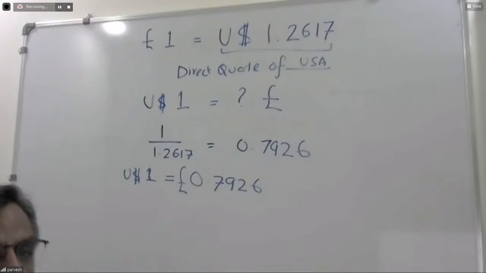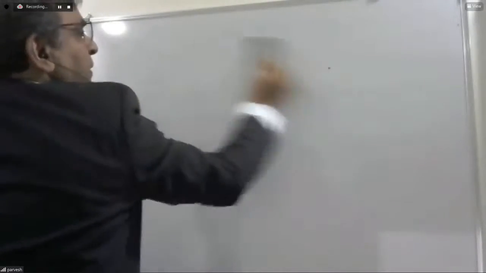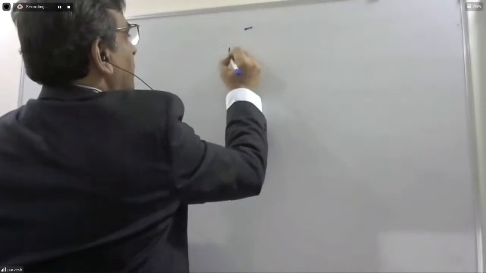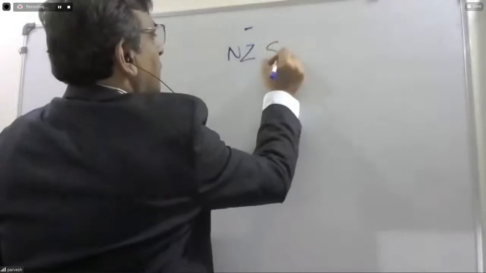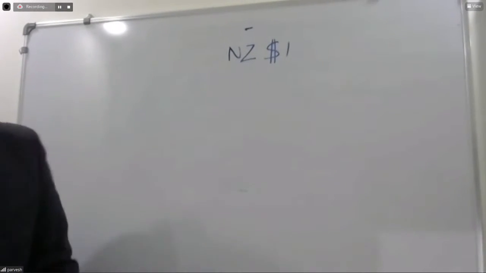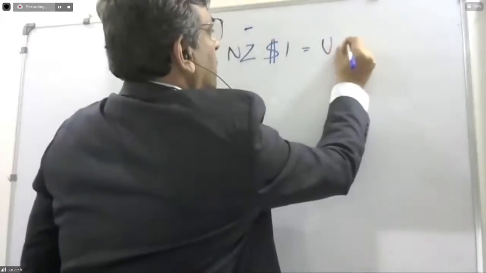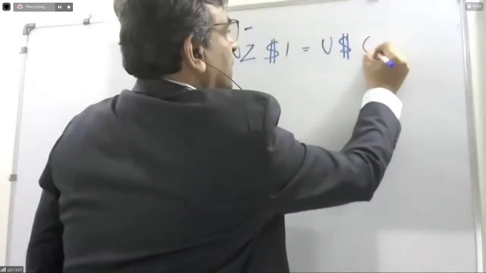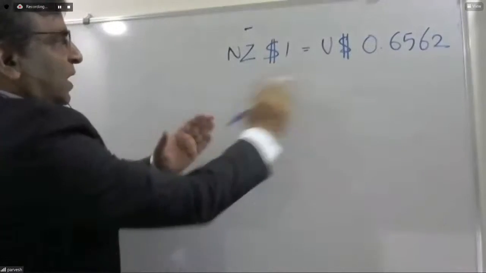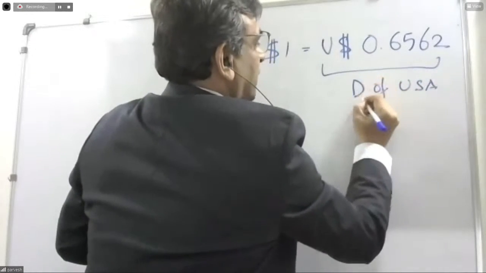So let's do another question. Now we'll be doing just a couple of questions. It's a simple exercise. Okay. Now the question is: New Zealand dollar 1 is equal to US dollar 0.6562. Okay. So this is a direct quote of USA.